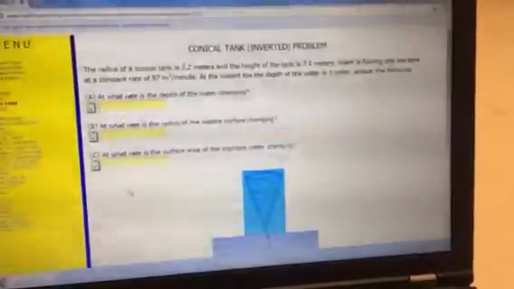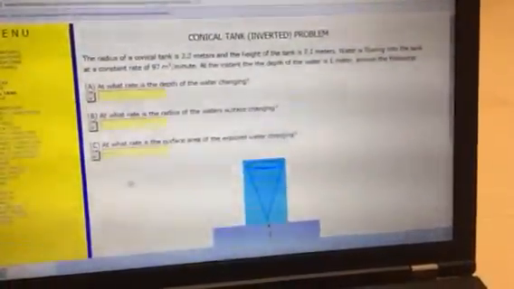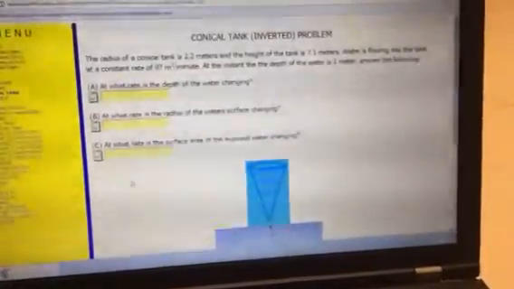The radius of a conical tank is 1.7 meters and the height of the tank is 1.7 meters. Water is flowing into the tank at a constant rate of 58.3 meters cubed per minute. At the instant the depth of the water is 0.5 meters, answer the following. At what rate is the depth of the water changing?